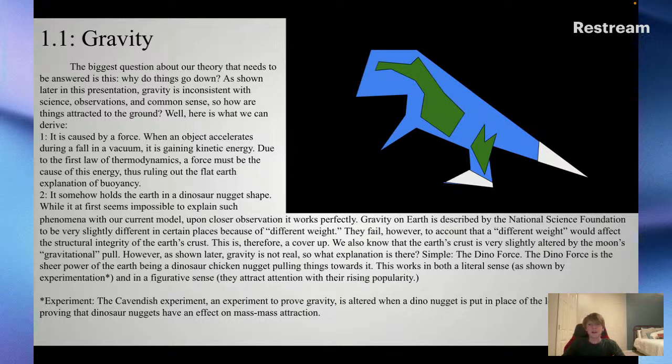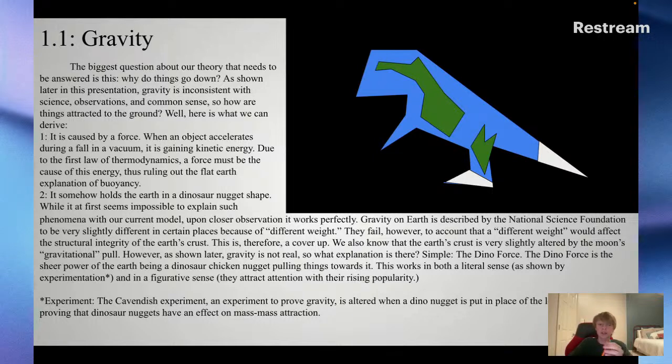Number 2, it somehow holds the Earth in a dinosaur nugget shape. While it at first seems impossible to explain such phenomena with our current model, upon closer observation, it works perfectly. Gravity on Earth is described by the National Science Foundation to be very slightly different in certain places because of different weight. They fail, however, to account that a different weight would affect the structural integrity of the Earth's crust. This is therefore a cover-up.